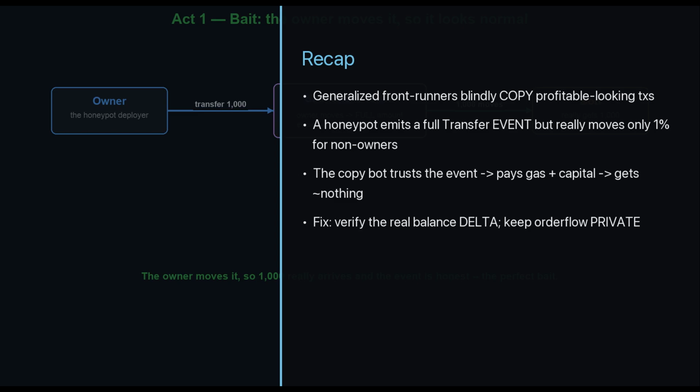Just a quick recap. A generalized frontrunner copies any profitable-looking transaction without understanding it. A honeypot like Salmonella exploits exactly that. It emits a transfer event for the full amount, but for anyone who isn't the owner, only 1% actually moves. The copybot trusts the event, spends gas and capital, and gets almost nothing. The hunter becomes the prey. The defense is to never trust the event, verify that your real balance rose by what you expected, and revert if it didn't. And the strongest real defense is private order flow, so a copybot never sees your transaction at all. Don't copy what you can't verify.